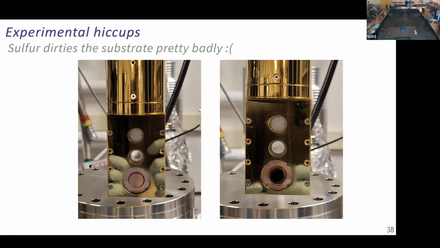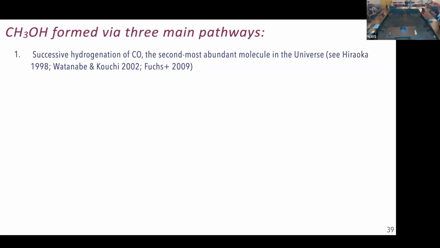And so some of these formation and destruction experiments I've had to pause because I needed to figure out how to deal with these corrosive effects. And so these are still preliminary, or I'm still working on them and getting more reliable data. Methanol, in terms of formation, is formed in a few ways, 3 ways.